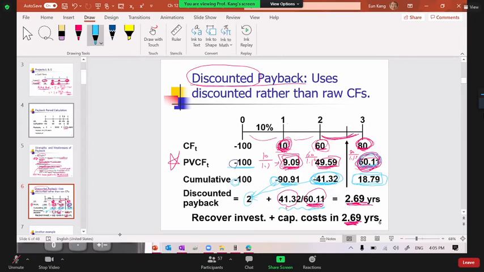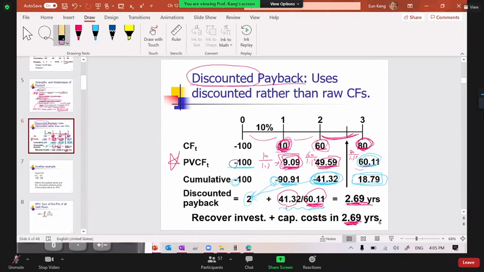Okay. Make sense? Yes, it does. Okay, thank you. Good. Thank you. That will help other students too. So as I said, discounted payback has all the advantages and disadvantages of simple payback, except that it takes care of time value of money, right? So that's good.